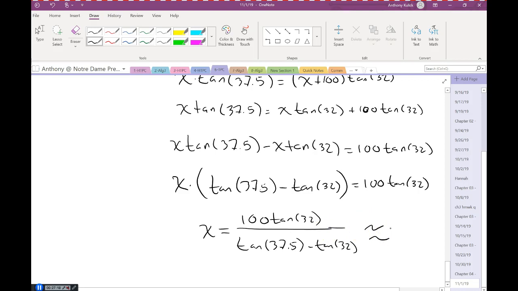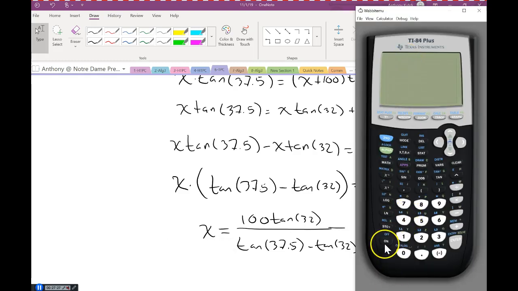And here, it's now calculator time. So I have, using the fraction command to do this, 100 times tan 32 divided by tan 37.5 minus tan 32. When I do that, I get 438.64.